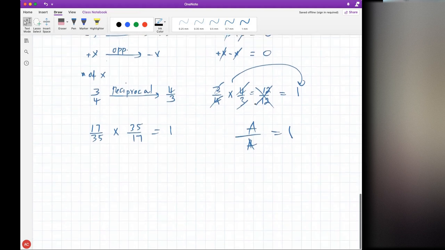Okay, so one more example here. In general, for any real number x, what is the reciprocal of x?